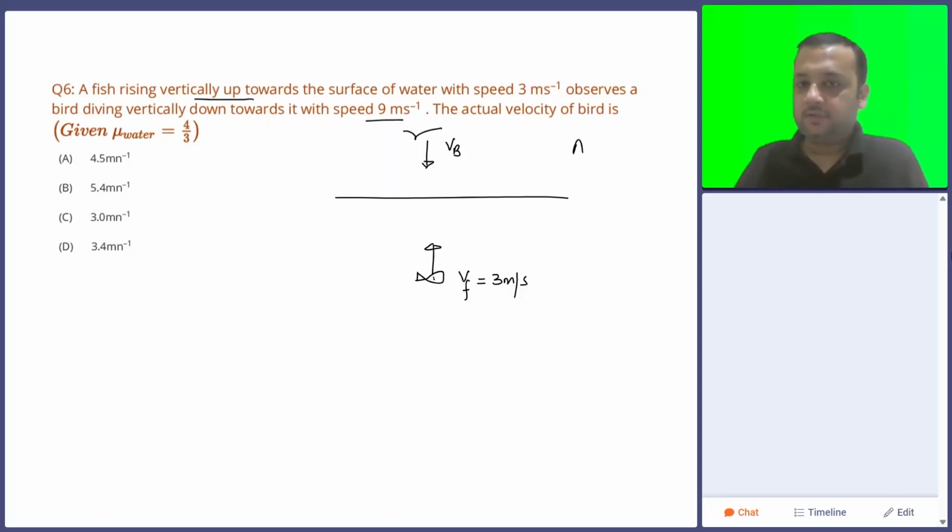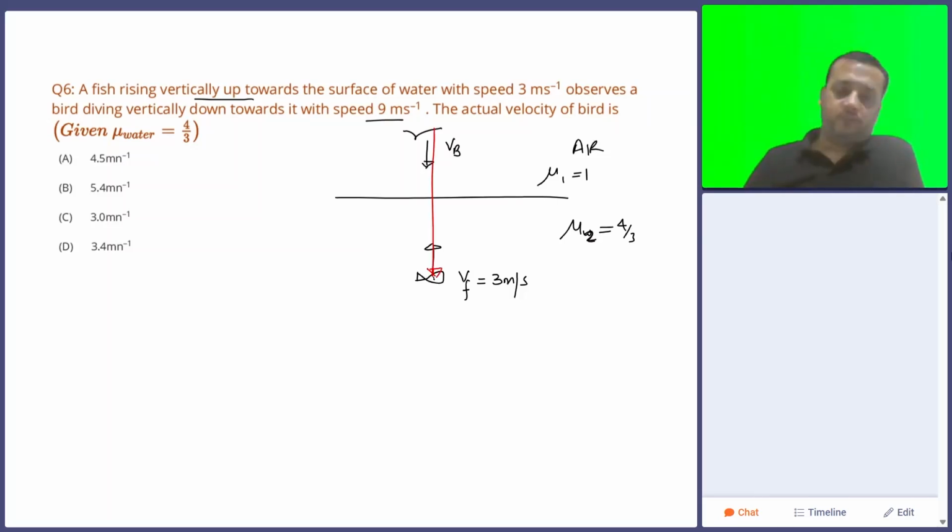Now here, of course, it is air. That means we can say that mu1 is 1. And here it is water, which is 4 by 3, which is mu2. Now that means the light ray is coming from the bird to the fish, because then only the fish will be able to observe the bird, because the light ray must start from the bird and it must enter the eyes of the fish. So the light ray is going from air to water. Now notice one thing, that the fish is not actually observing the bird, but the image of the bird, because when the light ray crosses this interface, the image of the bird will be formed, which actually is observed by the fish. So let us say the image is coming down with a certain velocity.